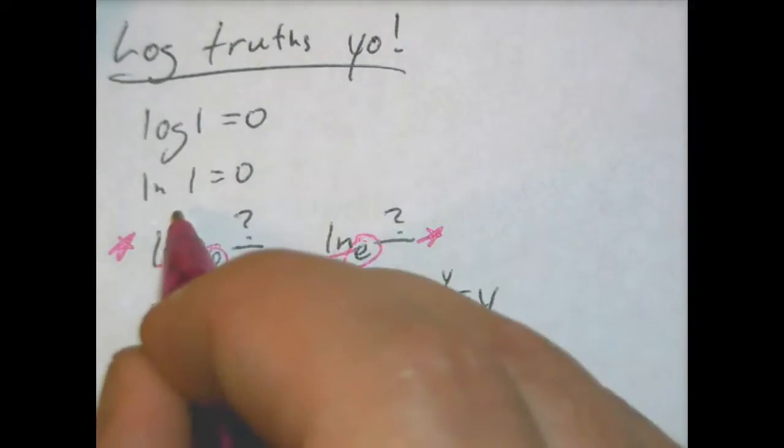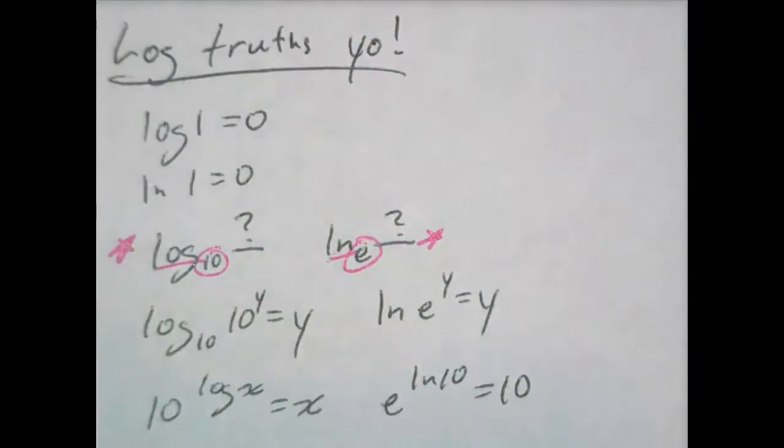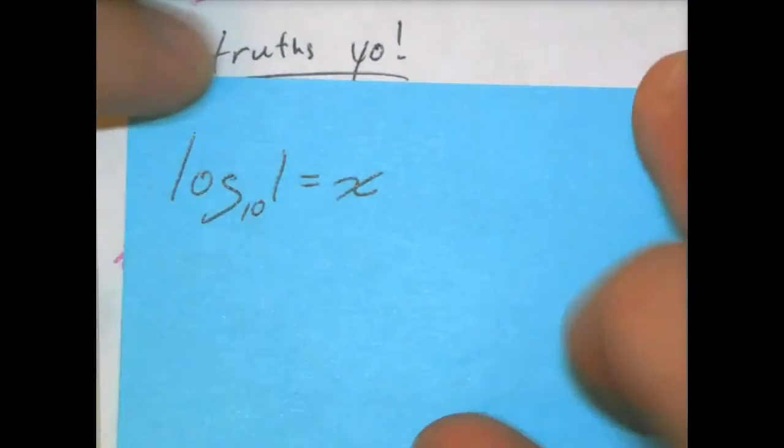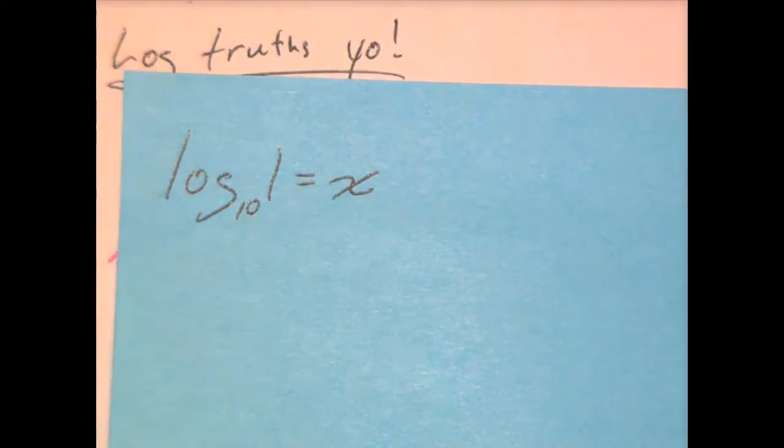Likewise, if you have the natural log of 1, it also equals 0. So let's see why that is true. Let's say we do not know what it is equal to. Log base 10 of 1 is understood to be base 10 if there's no base there.